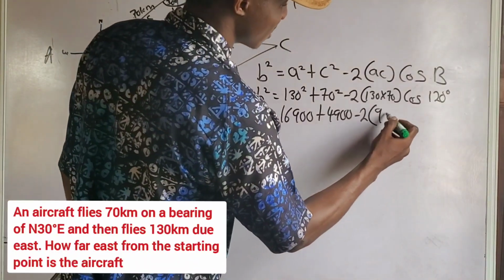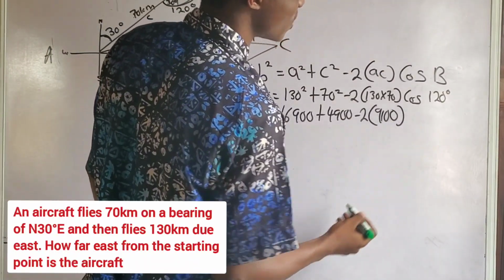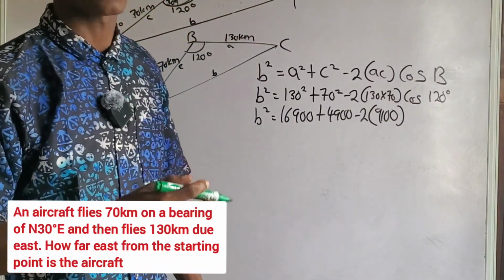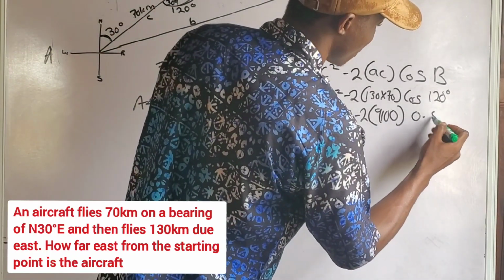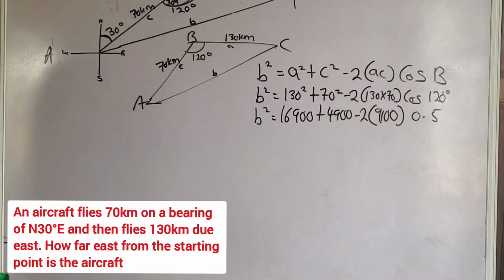That is 9,100. Okay? Cos 120. Cos 120 is the same thing as what? Cos 60. And cos 60 is what? 0.5. So I'm going to have 0.5. Do you understand? You can verify.